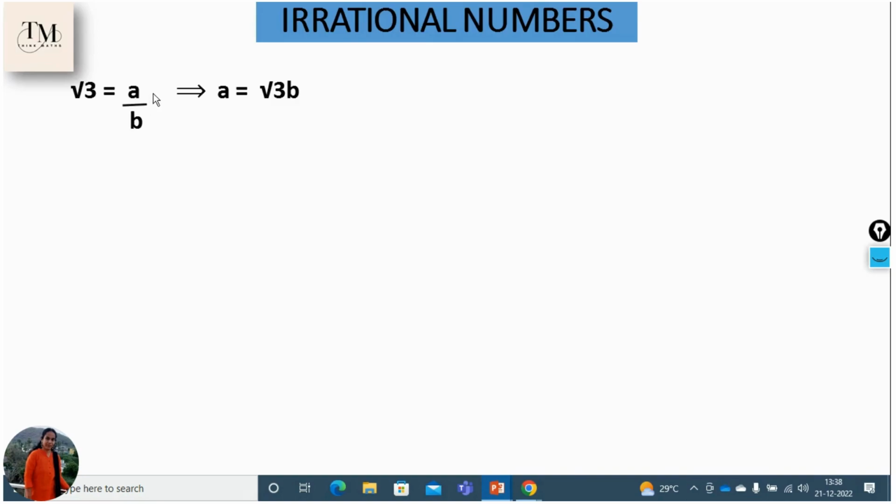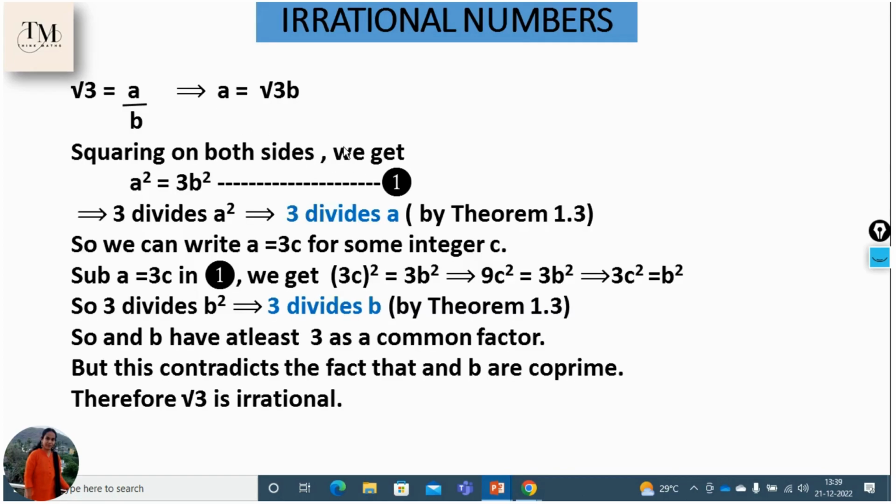Okay, children. So as usual, we have to square on both sides. If we square on both sides, what will we get? We get a square equal to 3b square. Squaring on both sides, a square equals 3b square. So this means that 3 divides a square because a square is a multiple of 3. So we can say that 3 divides a square. Okay, by theorem 1.3, 3 divides a.